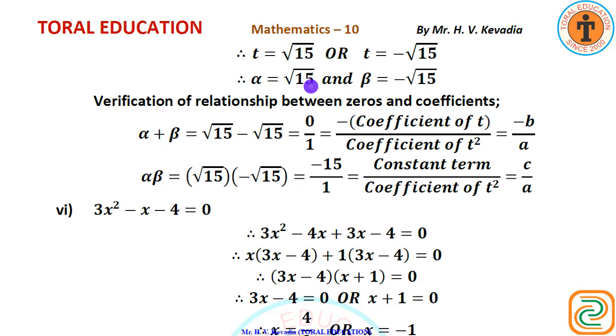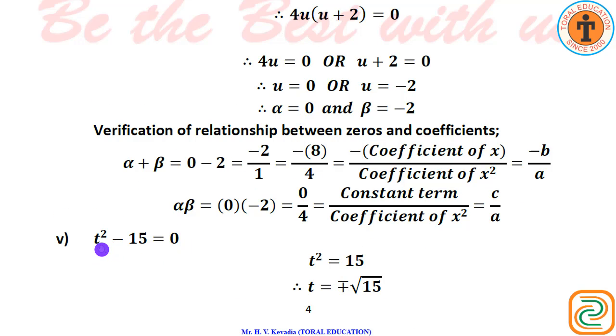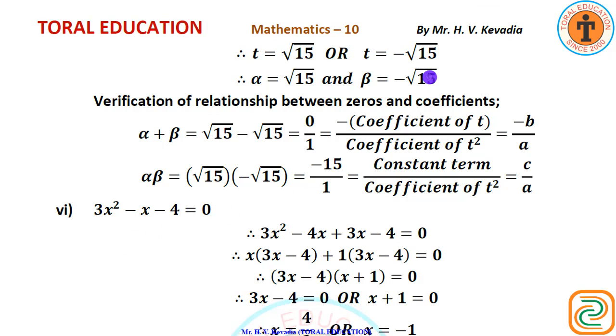That is alpha equals to root 15 and beta equals to minus root 15. So verification, alpha plus beta equals to plus root 15 minus root 15, that is 0. 0 upon 1. 1 is the coefficient of t square, that is coefficient of t upon coefficient of t square, right? There is no t in the equation. Look at here, only t square is there. No t, so t has coefficient 0. That is minus b upon a.